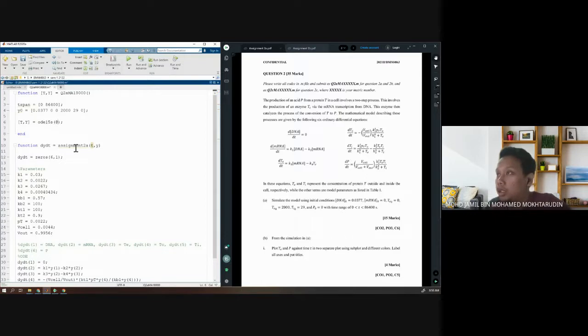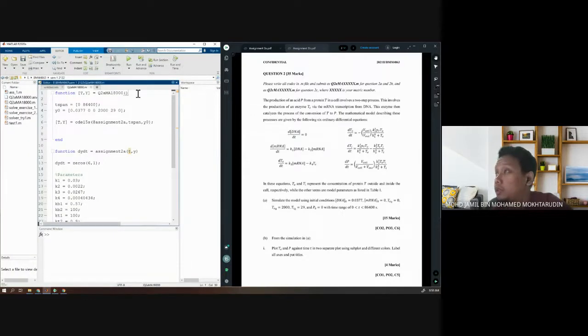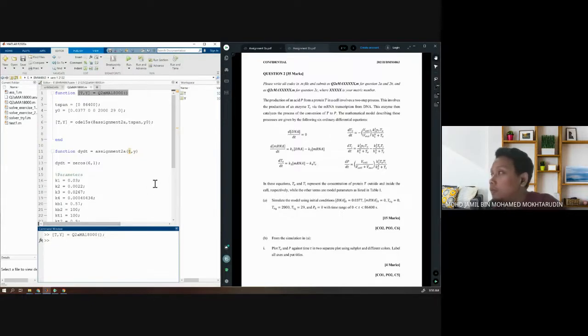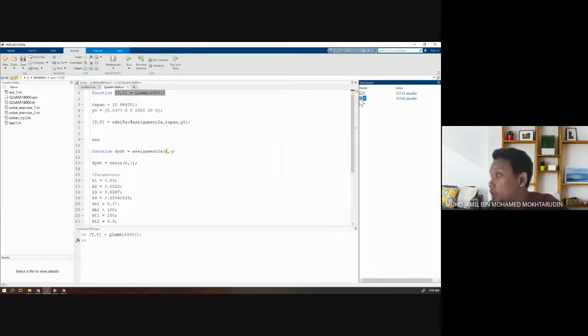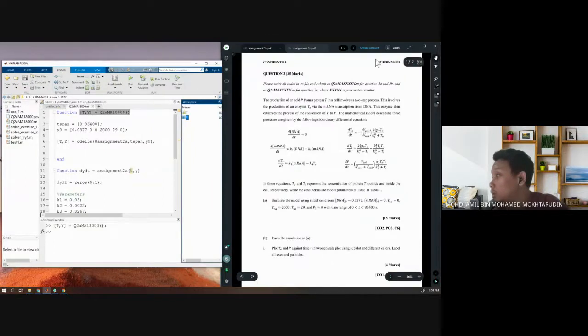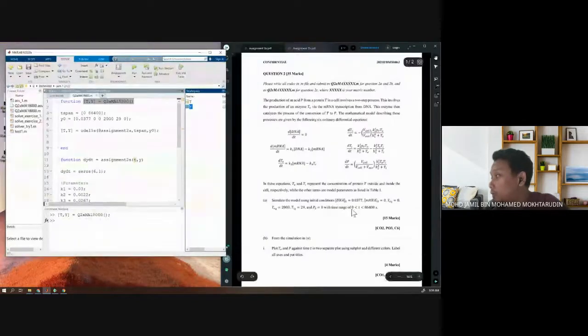So just call the ODE function, and then tspan, y0. So we can try to solve this first to see whether it's working or not. So when you get y, there are 6 different y's, so your code is correct. Okay, but we are not sure about the results, maybe it's correct or not. Okay, so if you manage to write until all this, then you basically answered the first question A.